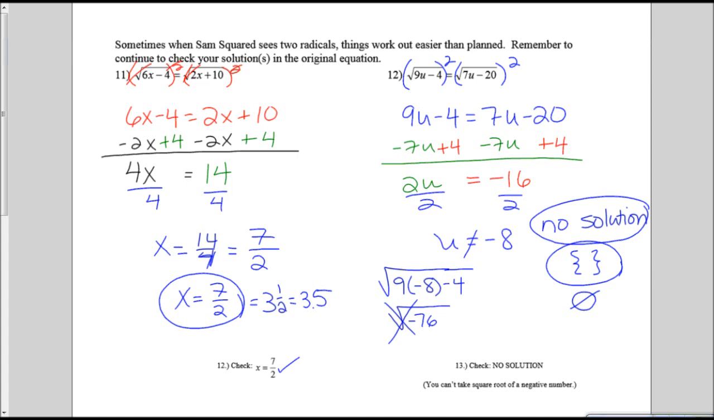By the way, if I'd plugged the negative 8 in on the right side, I would have had 7 times negative 8 minus 20. So that would have given me the square root of negative 76 again, but even though the left and right sides are the same, we deal with imaginaries. And if you thought about graphing them, they would never cross.